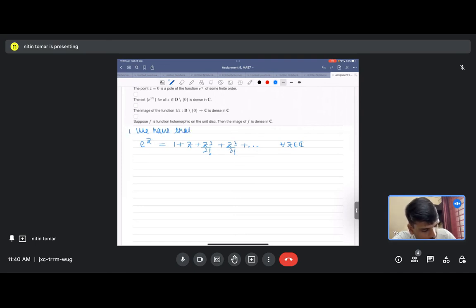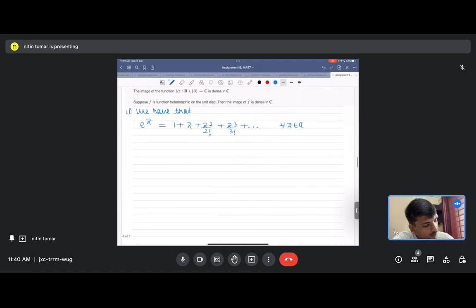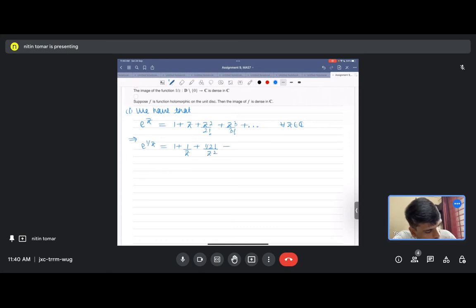So this is the first part. Now what will be e power 1 by z? It will be e times (1 plus 1 by z plus 1 by 2 factorial z square plus 1 by 3 factorial z cube and so on) for all z not equal to 0, right? In C. Yes or no?